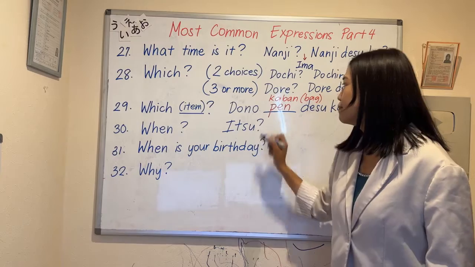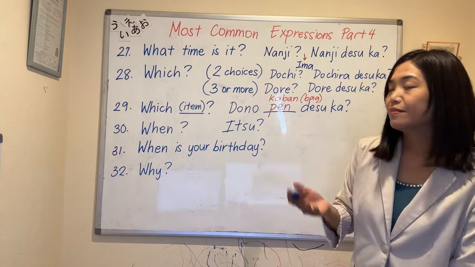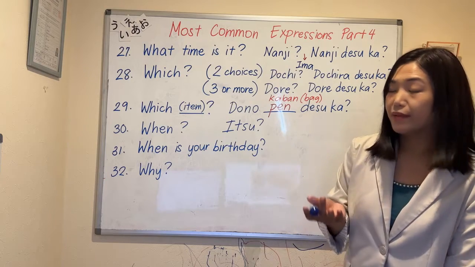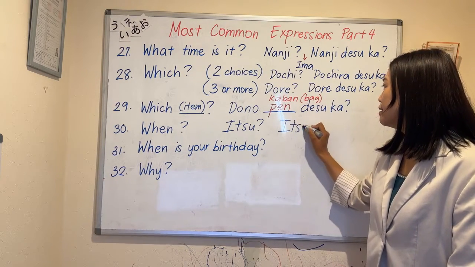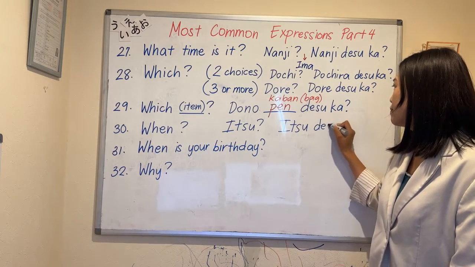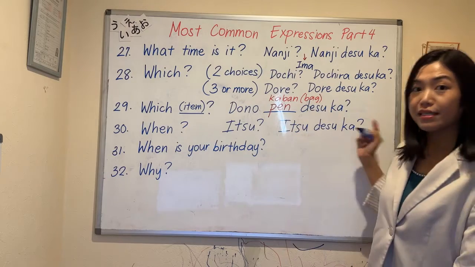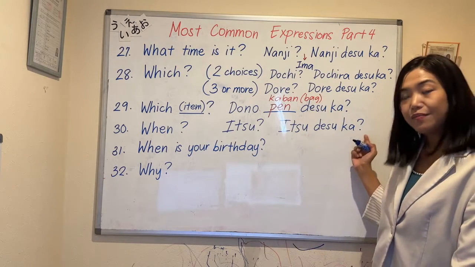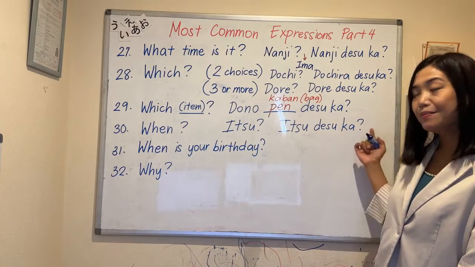itsu. Casually, you can say itsu, that is when. If you want to be polite, just add desu ka. So, itsu desu ka? So, when? When is it? Itsu desu ka?